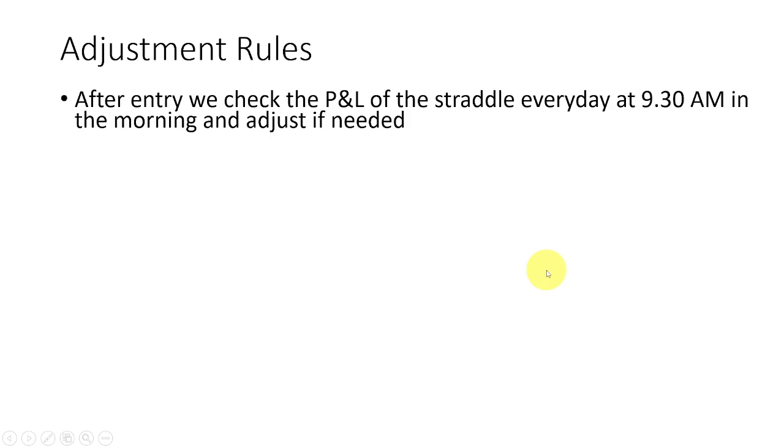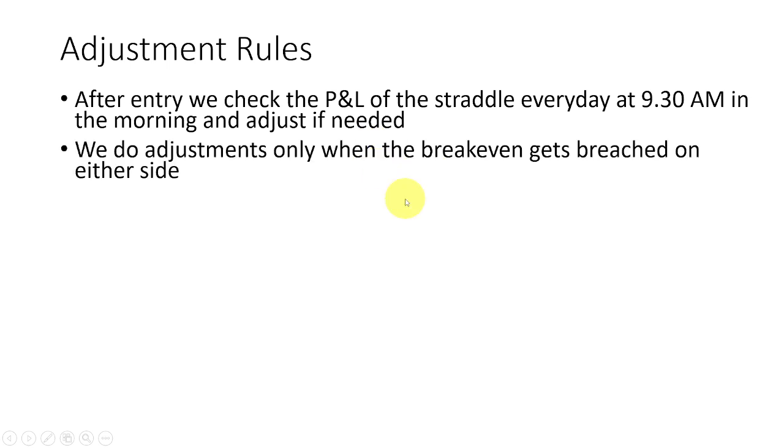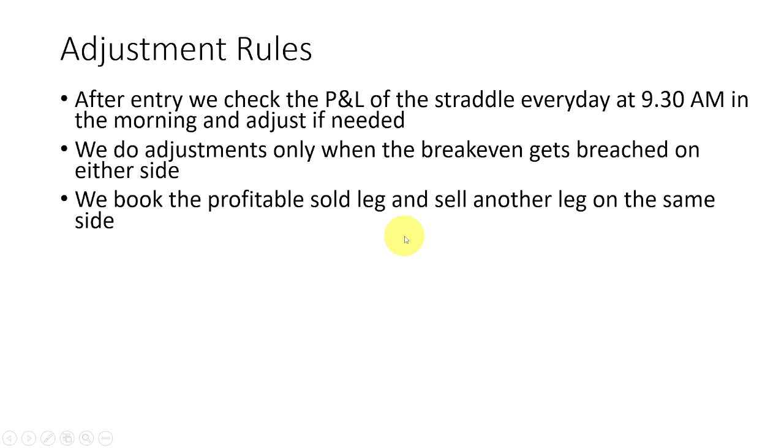Let's get into the adjustment rules. After entering the trade, we will monitor the trade only at 9:30 a.m. every day. That is, after entering at 3 p.m. on a Thursday, from the very next day, every day at 9:30 a.m. only we'll be checking the market. Based on where the market is at that time, we will see whether we need an adjustment or not. We will do adjustments only when the breakeven gets breached on either side. Only if a breakeven is breached will we do an adjustment, or else we'll just wait for the next day.